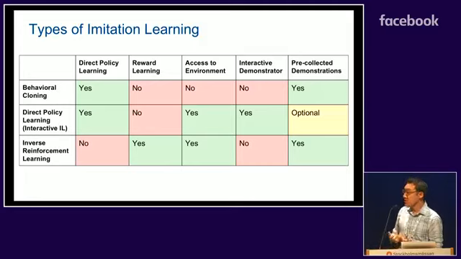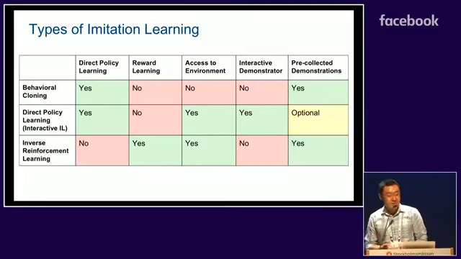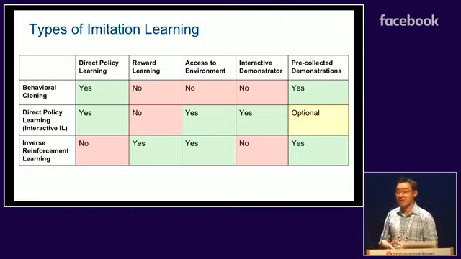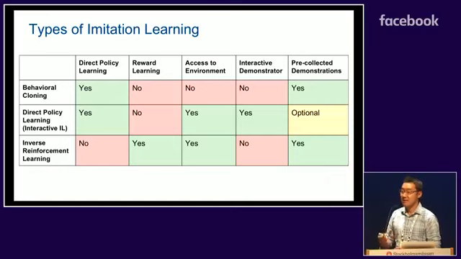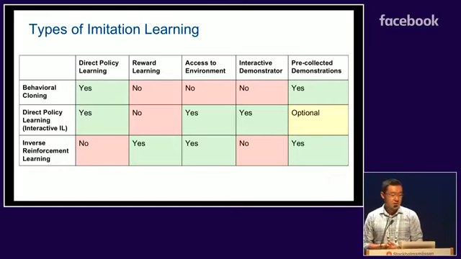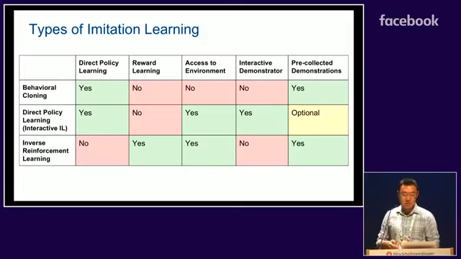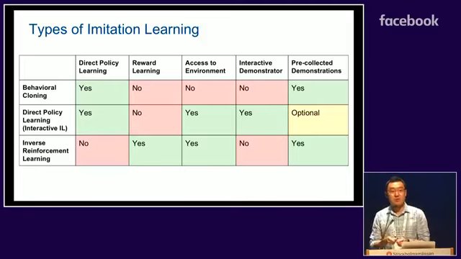Behavioral cloning is quite simple in that it doesn't require access to the environment. We simply take the pre-collected demonstration data and we apply supervised learning. That's it. The other two require access to the environment to roll out a policy and then collect feedback. Only interactive direct policy learning requires an interactive demonstrator to be available during training. The other two, behavioral cloning and inverse reinforcement learning, can operate purely on pre-collected demonstrations.